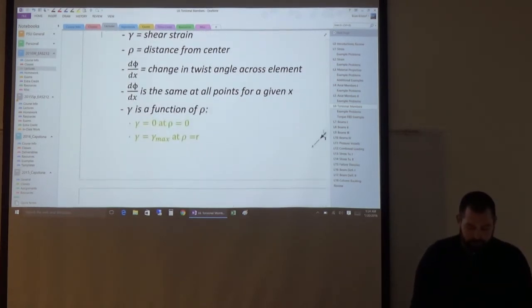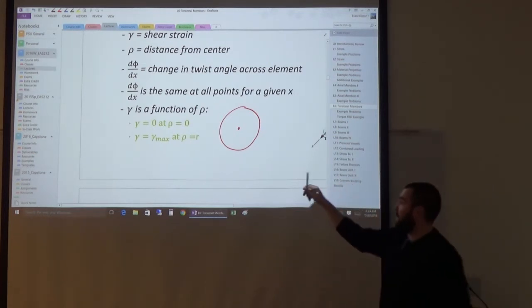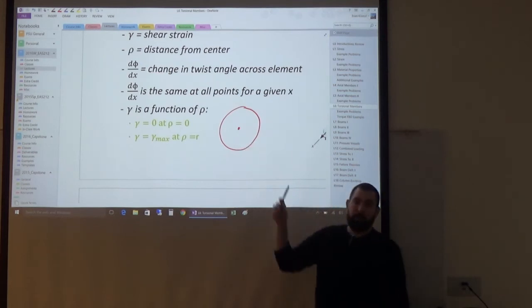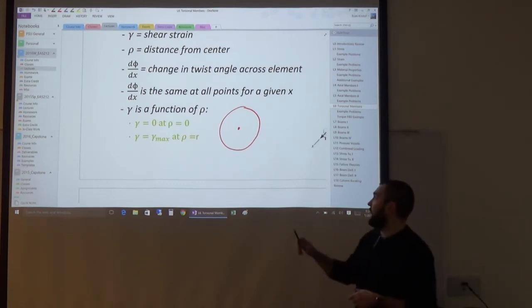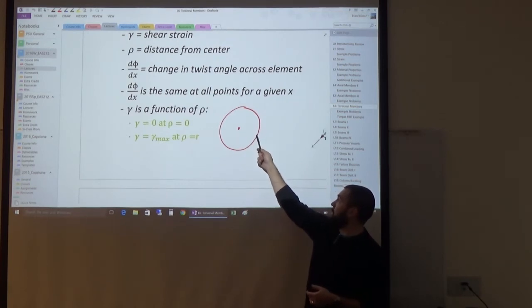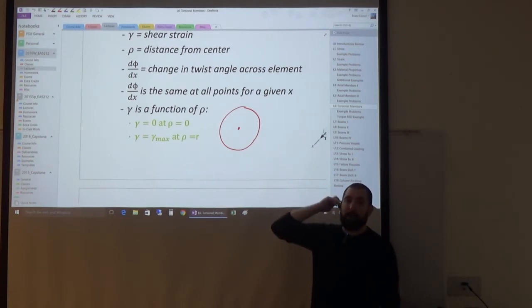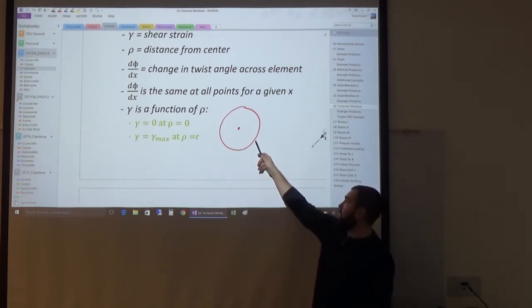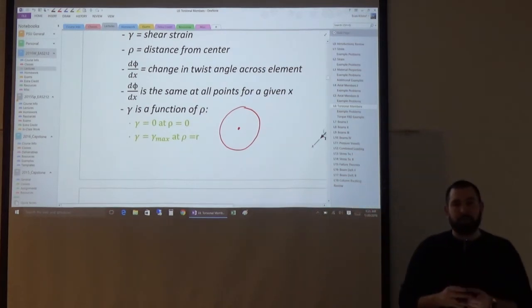Some things to keep in mind: the shear strain at the very center of the cross section is going to be 0. Because shear strain gamma is a function of the distance from the center, if we're right at the center of the cross section, it's going to be equal to 0. Likewise, the maximum shear strain is going to occur the largest distance away from the center, at the radius. We're always going to deal with circular cross sections, so the radius is the largest possible value for rho, and that's where the maximum shear strain is going to occur.